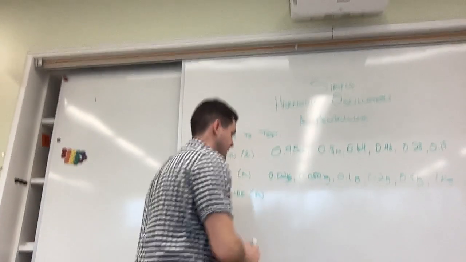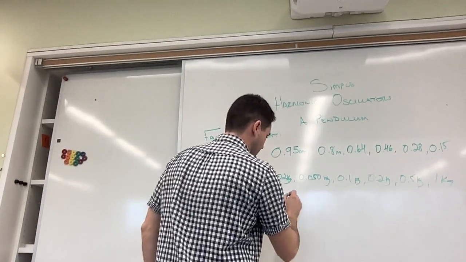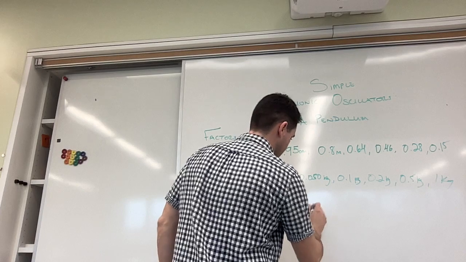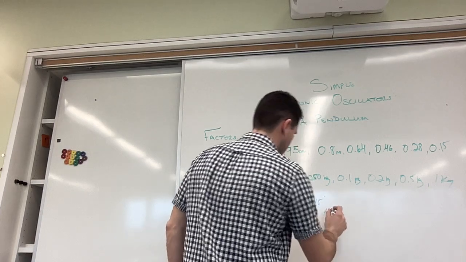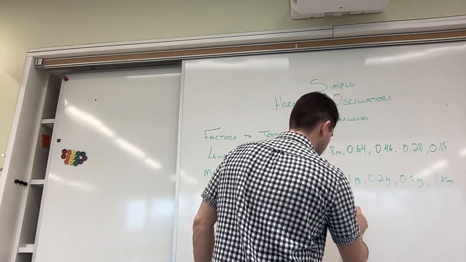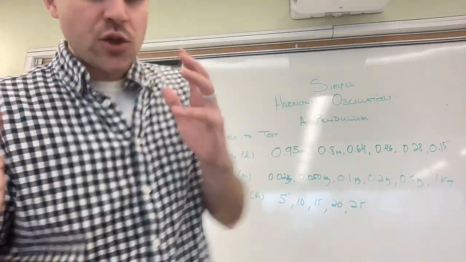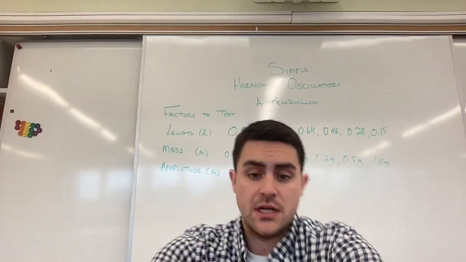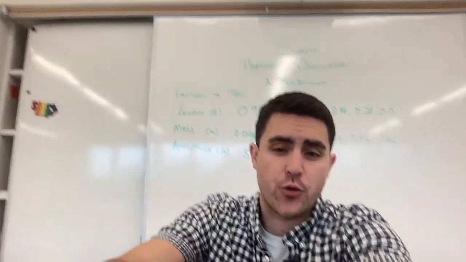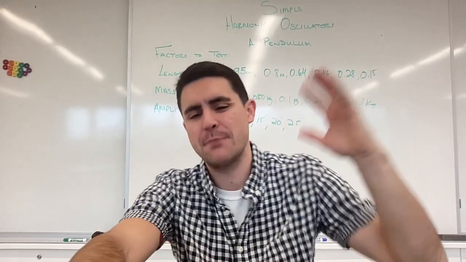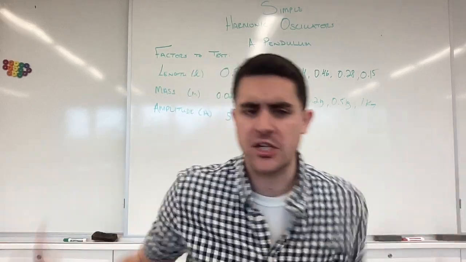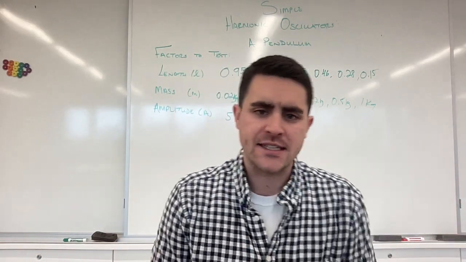I have just tested amplitude. So amplitude we tested at 5 degrees, 10 degrees, 15 degrees, 20 degrees, and 25 degrees. Now, in your data tables, maybe you haven't made data tables yet, but you need 3 data tables for 3 various experiments. We're testing the simple harmonic oscillatory motion of the pendulum with length, mass, and amplitude as independent variables.